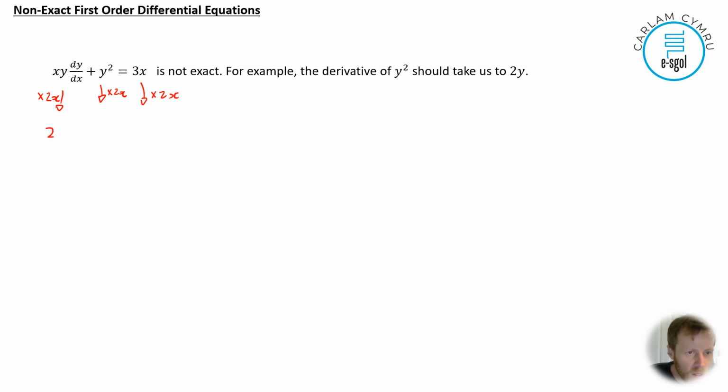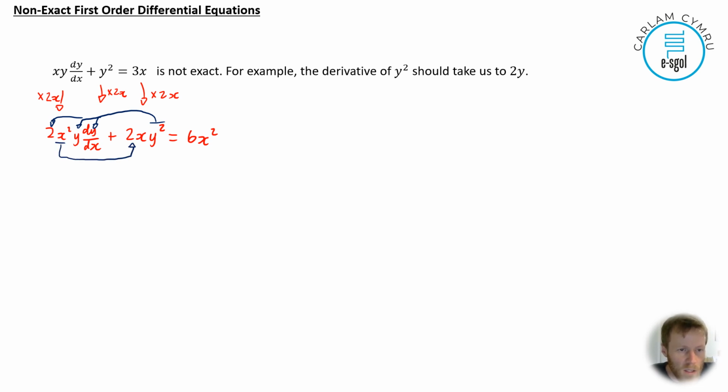That's going to give me 2x squared y dy dx plus 2xy squared equals 6x squared. Now this is looking a little bit better. If I do differentiate the y squared, this bit here, that's going to give me 2y and the dy by dx. And also if I do differentiate the x squared here, that's going to give me the 2x here.